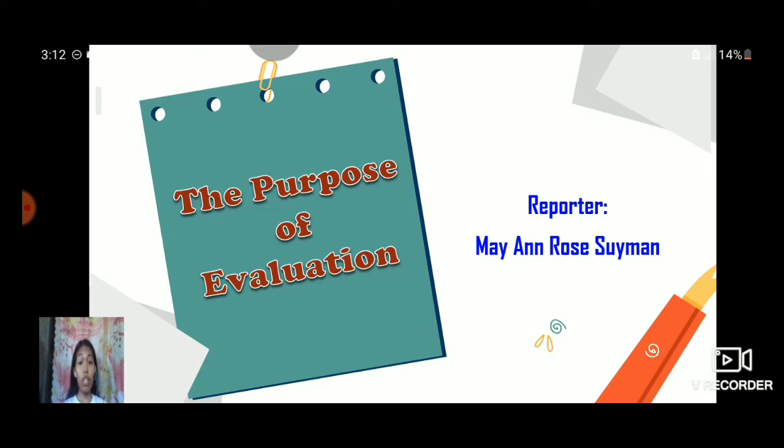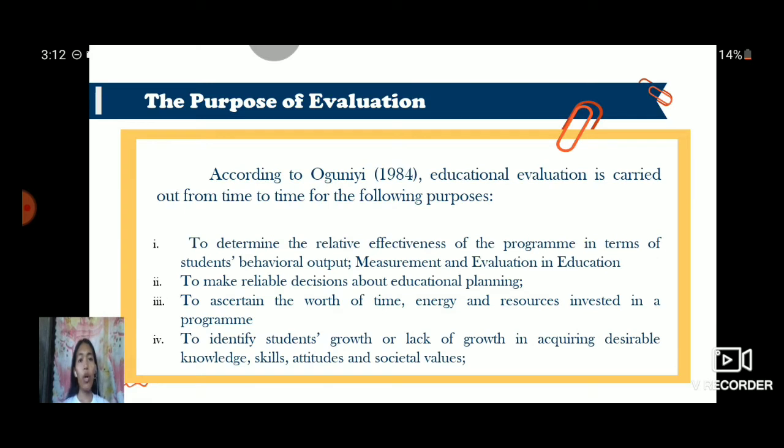So why has evaluation always been pushed in every school or to the teachers? So the purpose of evaluation, according to Ogoni 1984, educational evaluation is carried out from time to time for the following purposes. So first, to determine the relative effectiveness of the program in terms of students' behavioral output, measurement, and evaluation in education. Next is to make reliable decisions about educational planning.